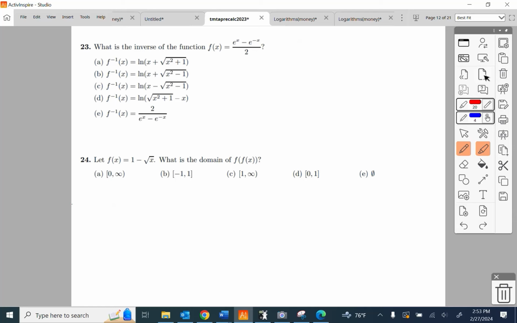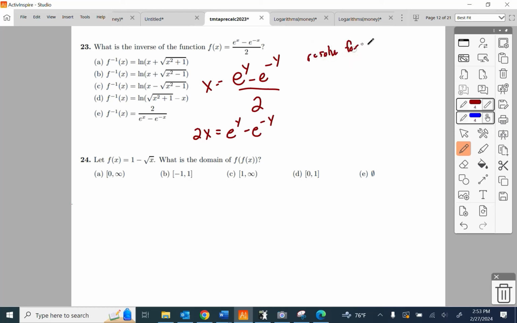What is the inverse of this funny looking function? Let's just go through the process. That's all you do. Step 1, every y becomes an x, and every x becomes a y. I remember this one. This one bugged me. I've done this before. Anyways, I'm going to 2 both sides. 2x equals e to the y minus e to a negative y. Isn't that a funny looking thing? And the goal here is to resolve for y.